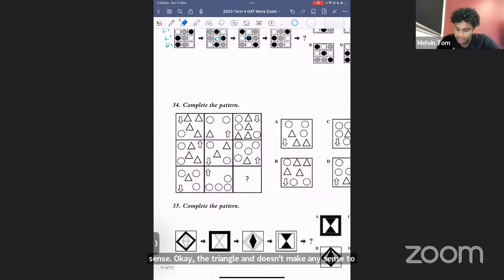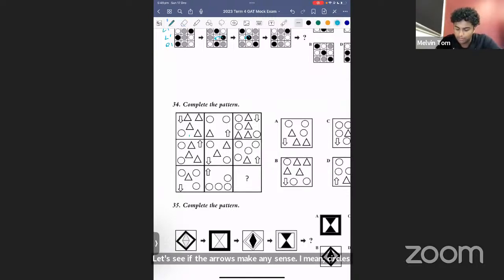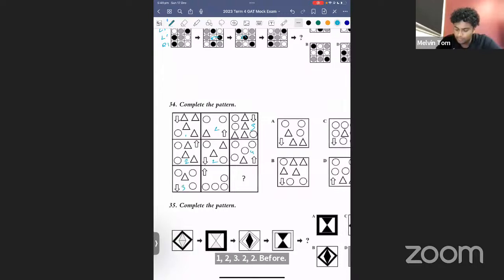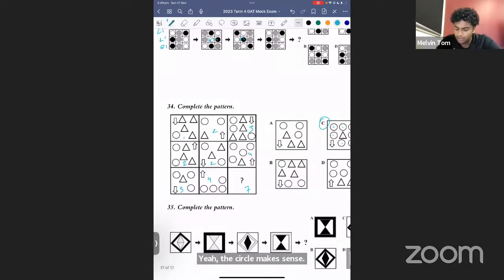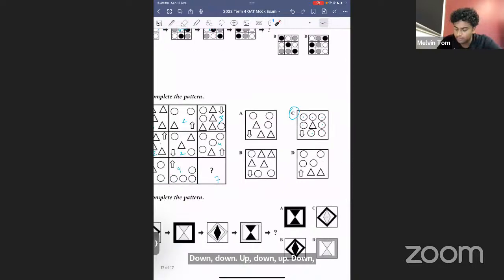Let's see if the circles make any sense. Oh, the circles are pretty easy, I think. 1, 2, 3, then 2, 2, 4, then 3, 4, maybe 7. So the circles look like they're adding across. 1, 2, 3, 4, 5, 6, 7. Yeah, the circle makes sense. And then the arrow, does the arrow have any pattern? Down, up, down, up, down. Yeah, down. That makes sense.